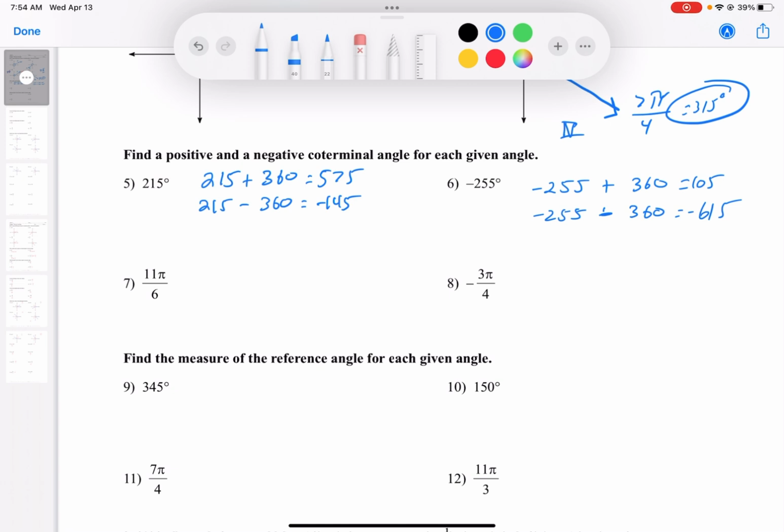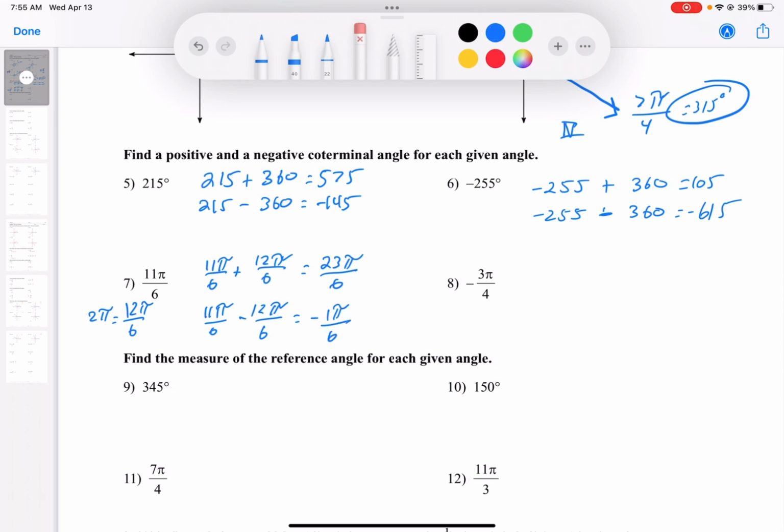Positive and negative for 11 pi over 6. We're going to add 2 pi and subtract 2 pi. 2 pi is the same thing as what over 6? It'd be 12 pi over 6. So we're going to add 12 pi over 6 and subtract 12 pi over 6. So 23 pi over 6 and negative 1 pi over 6.